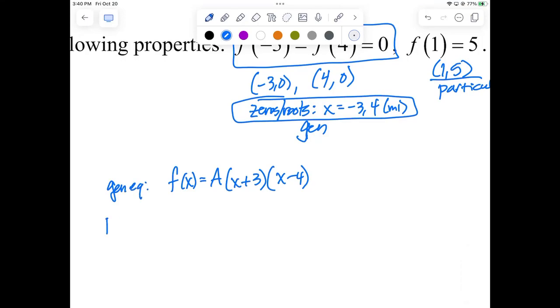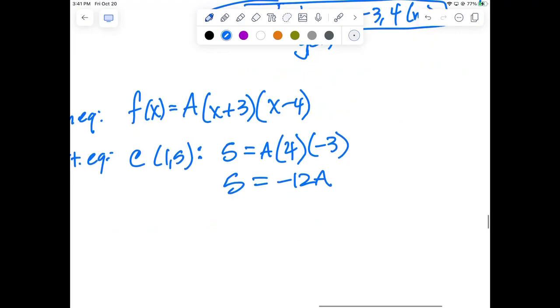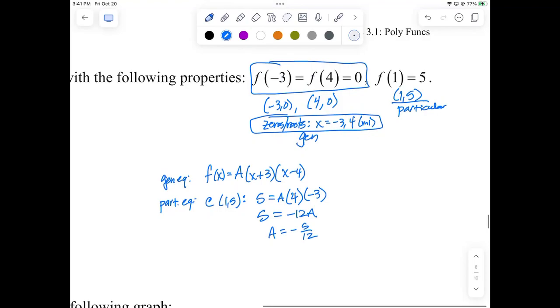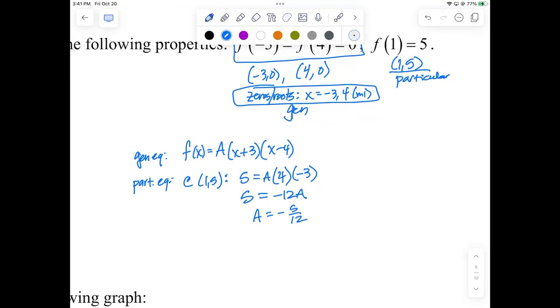Now for the particular equation, at the point 1 comma 5, we set it equal to 5, and we plug in a 1 for x. So we get a times 1 plus 3 is 4. 1 minus 4 is negative 3. So we get 5 equals negative 12a. You divide through by negative 12, and you get negative 5 twelfths. So this one does also reflect. This parabola opens down. So f of x must equal, we plug that right back into the general equation, negative 5 twelfths times x plus 3 times x minus 4.